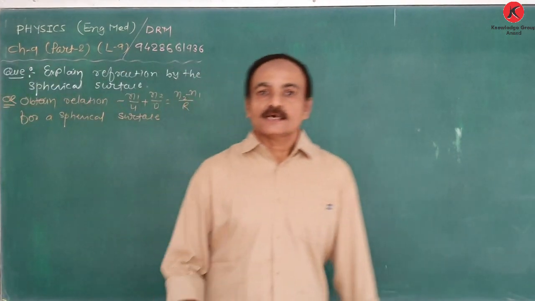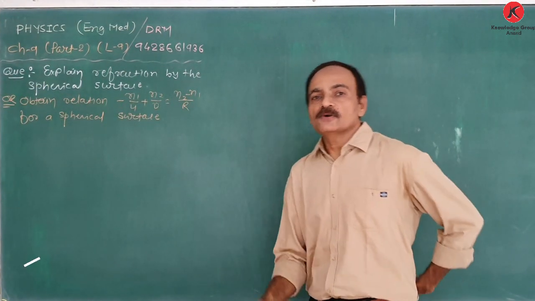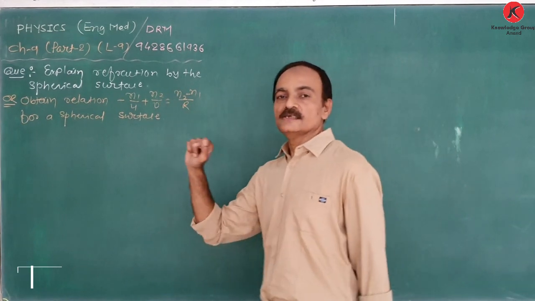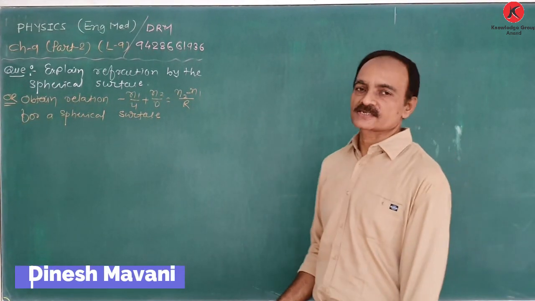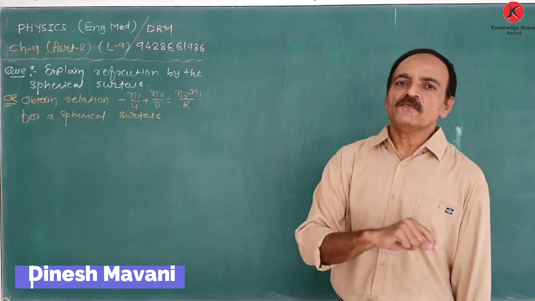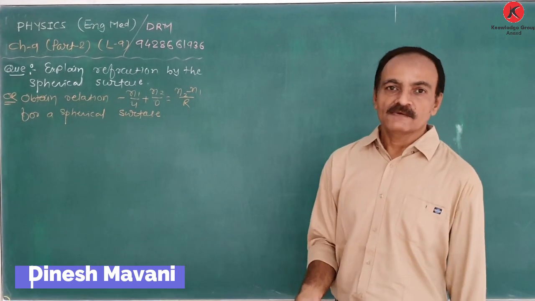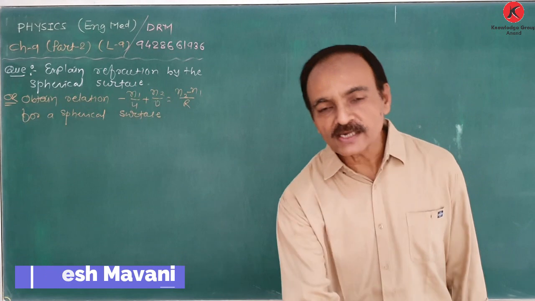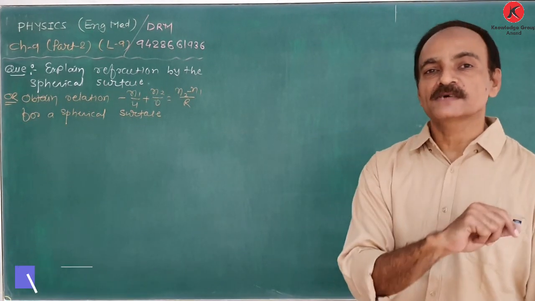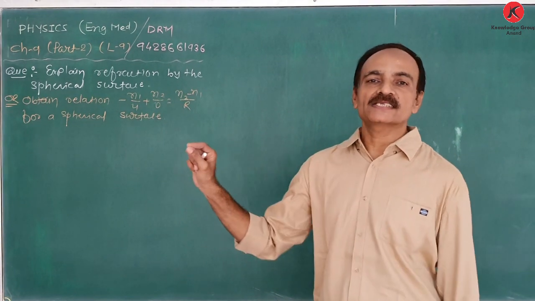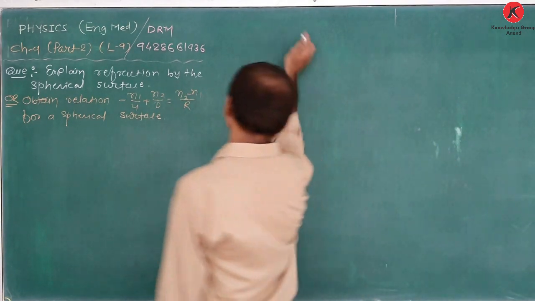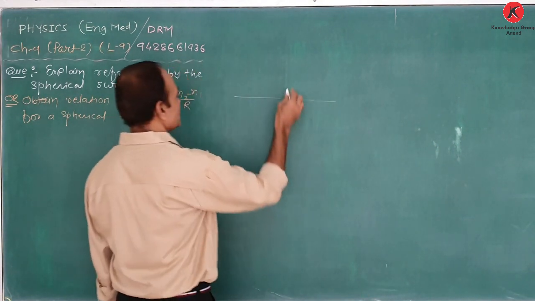Good morning friends. Up to this we discussed the phenomena of refraction and also total internal reflection. Now in the phenomena of refraction, what happens? When a ray of light travels from one transparent medium to another transparent medium, its path is seen to bend at the surface separating the two media. Already we discussed this.